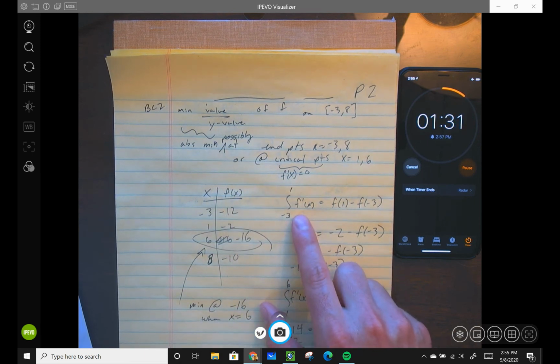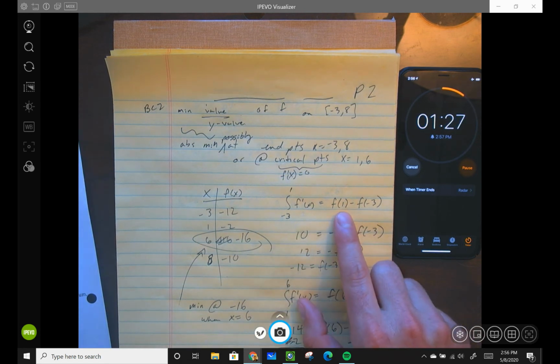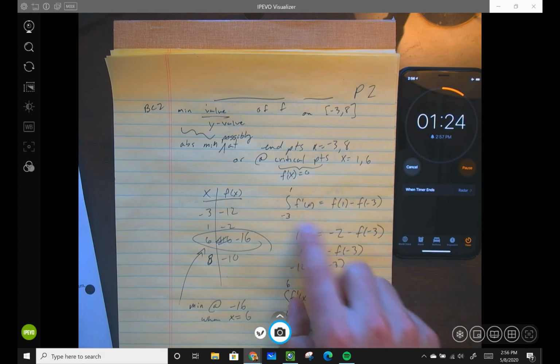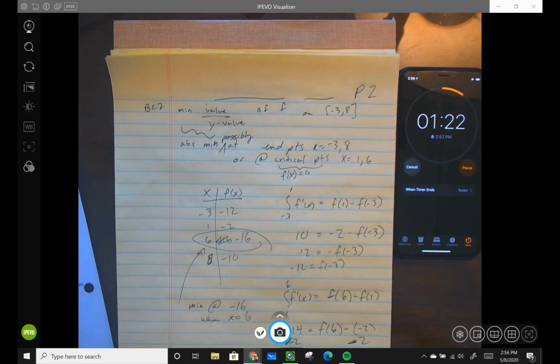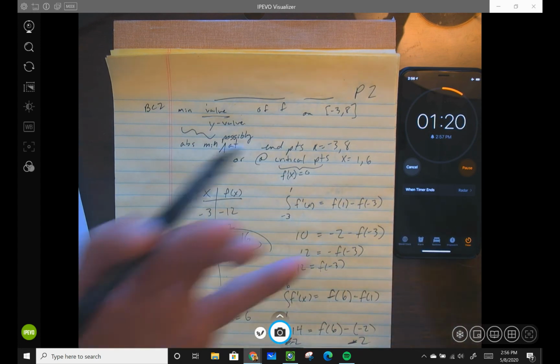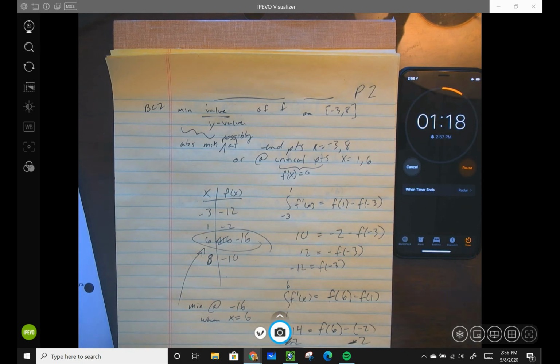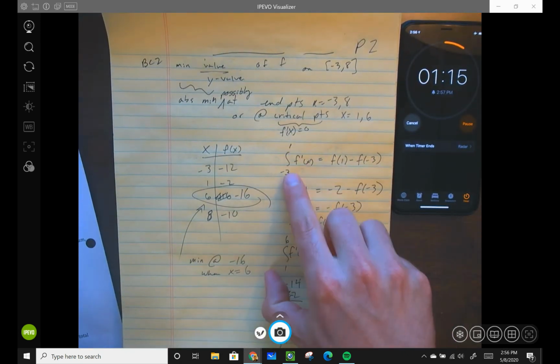And the trick here is knowing that we know an initial condition. We know f of 1 is negative 2 from the given information. And so if you utilize the area under the curve and the evaluation theorem from the fundamental theorem of calculus, this whole problem is not that bad. Just keep track of the order that you do things.